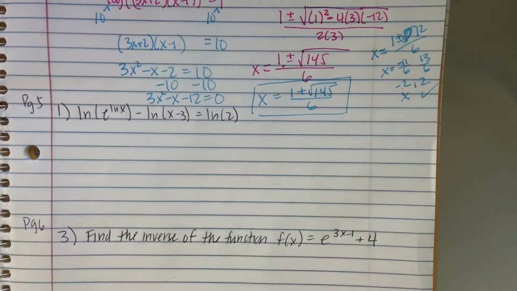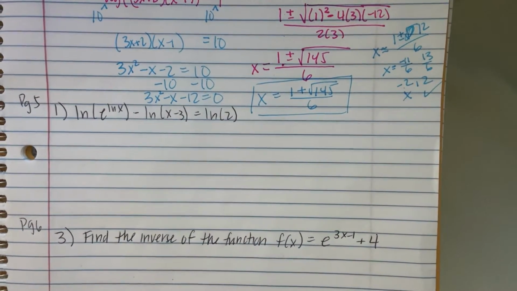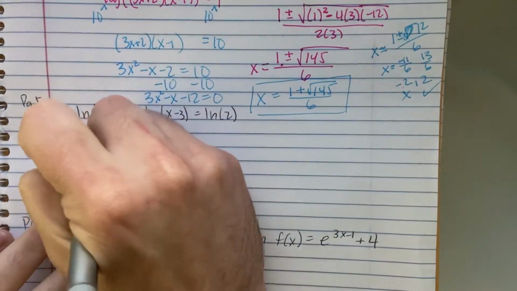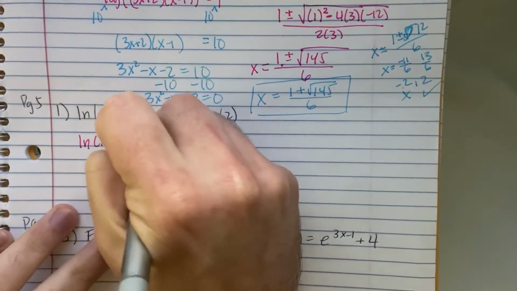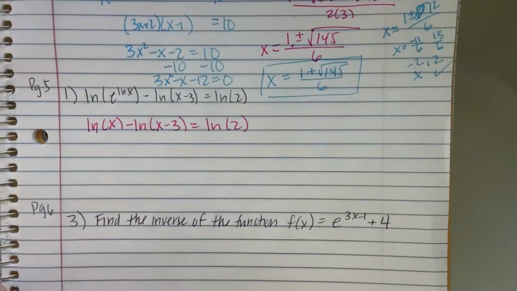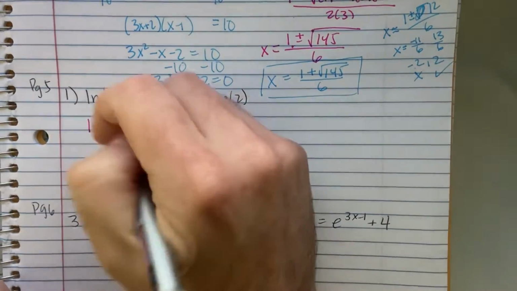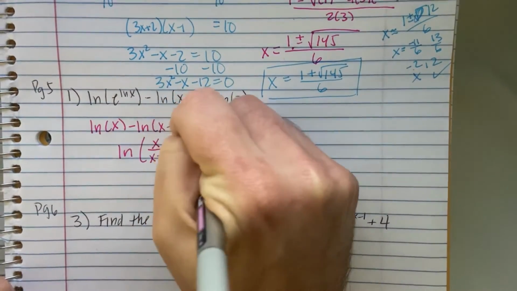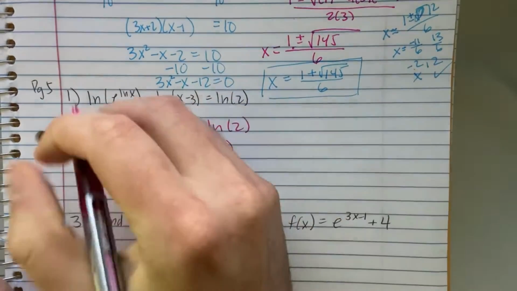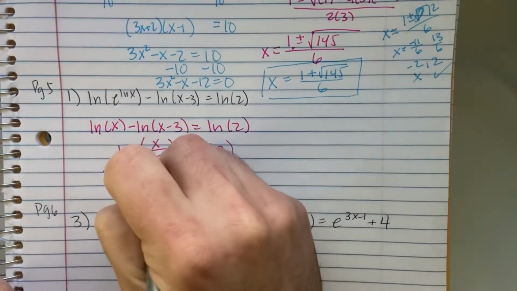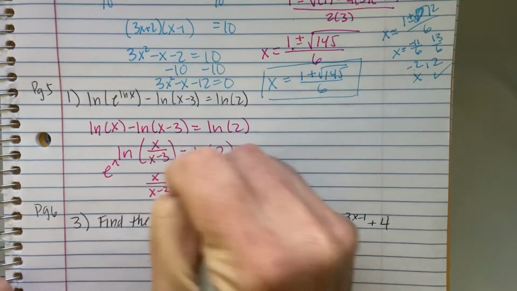So let's look at one on page 5. Page 5 problems are easy. It says the ln of e to the ln of x, minus the ln of x minus 3, equals the ln of 2. Now remember, e and ln cancel, so this is really just the ln of x minus the ln of x minus 3 equals the ln of 2. Now, subtraction becomes division. The ln of x over x minus 3 equals the ln of 2. And to cancel out the ln, remember we take e to a power on both sides. E and ln will cancel, so we get x over x minus 3 equals 2.